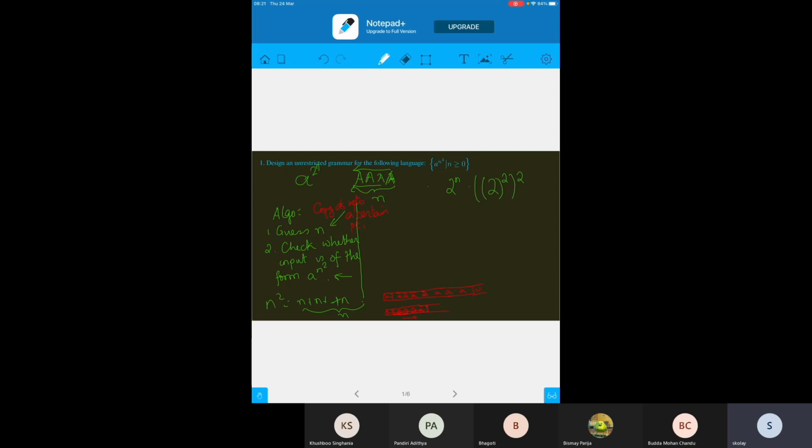Now if in the input string you still have some a left to be read, then it is not of the form a to the n square for this particular guess of n. But since you are in a non-deterministic Turing machine, there will be a path where you are guessing correctly. Is the algorithm clear? Any questions regarding the algorithm?